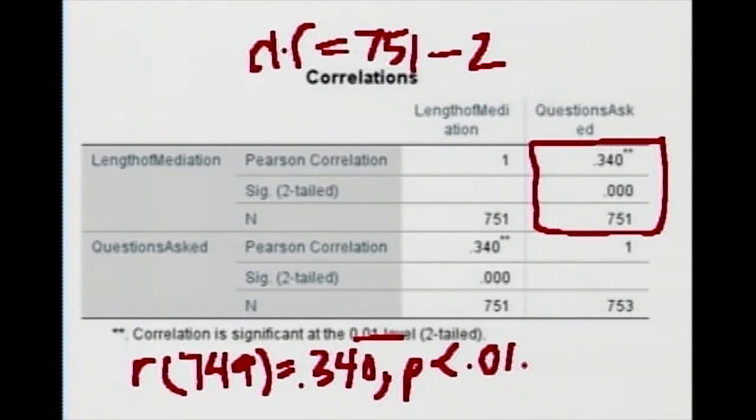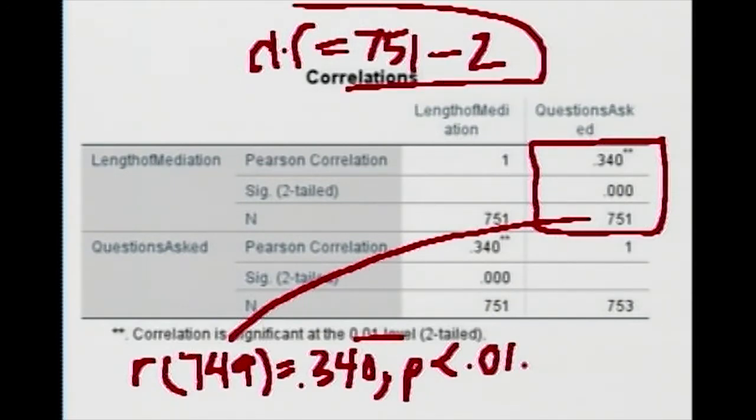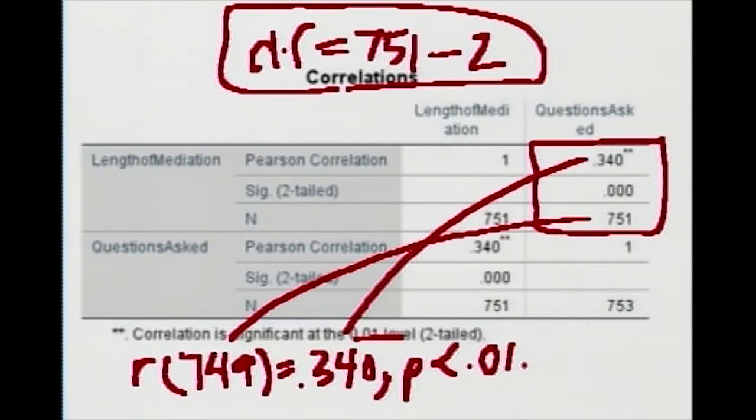Okay, so where did I get the numbers from? This one is n minus 2, which we know from up here. We know that degrees of freedom is n minus 2. So we have R in parentheses 749 equals the correlation, which is this number, 0.340. And then we have p is less than 0.01, and we have that number telling us that. So here we can see where we get all of the important numbers for the correlation, and that represents a positive correlation.